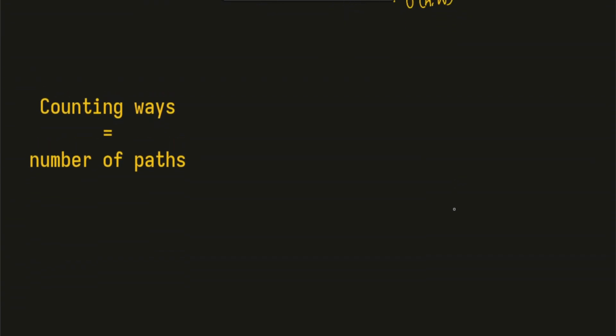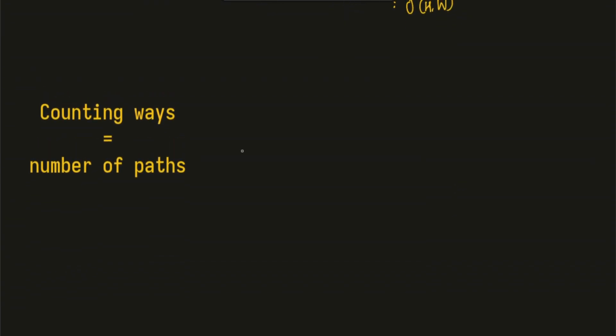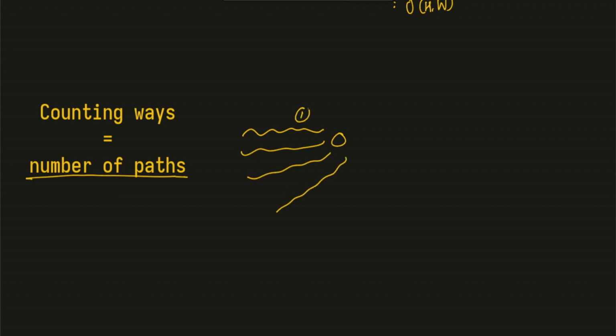Now to count the number of ways to start from the current node and end at some other node is the same as saying that we need to count the number of unique paths between them. So say we were given a node and there were these 4 unique paths to reach node, let's say E.